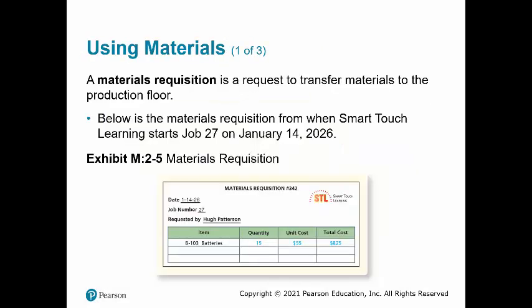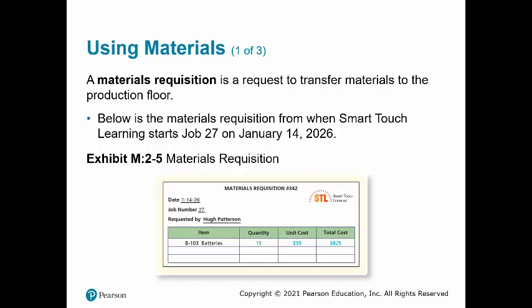When we need materials to be entered into the production process, the production manager will probably be the one that will complete the materials requisition form, such as the one that we see on this slide. So that will give an instruction to the stores where the materials are being stored to release a certain amount of raw materials to go into a particular job.